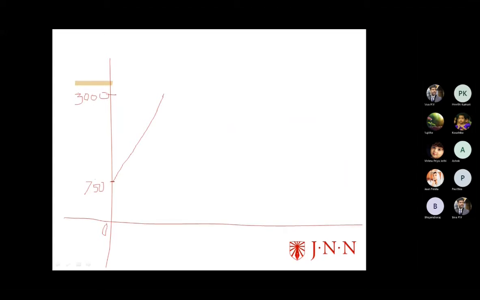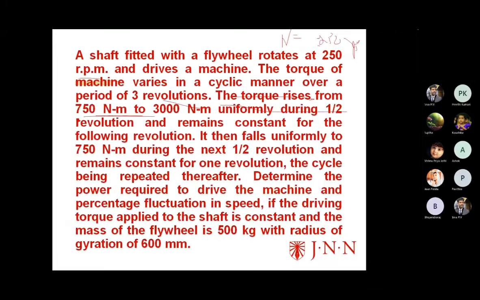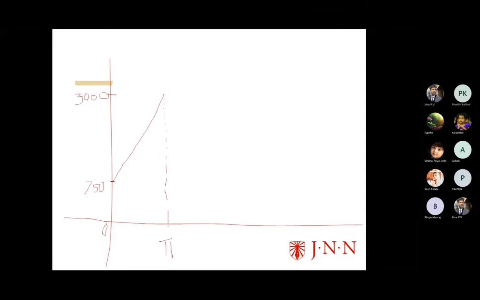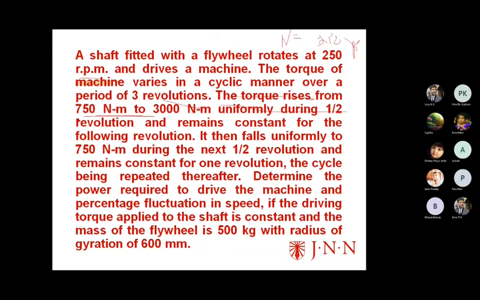So what does it say here? It is only half revolution. It rises during half revolution and remains constant for the following revolution. Okay? Then it falls uniformly to 750 Newton meter during the next half revolution. It remains constant for the following revolution, right? So it is constant. It doesn't say how many revolutions, just the following revolution.